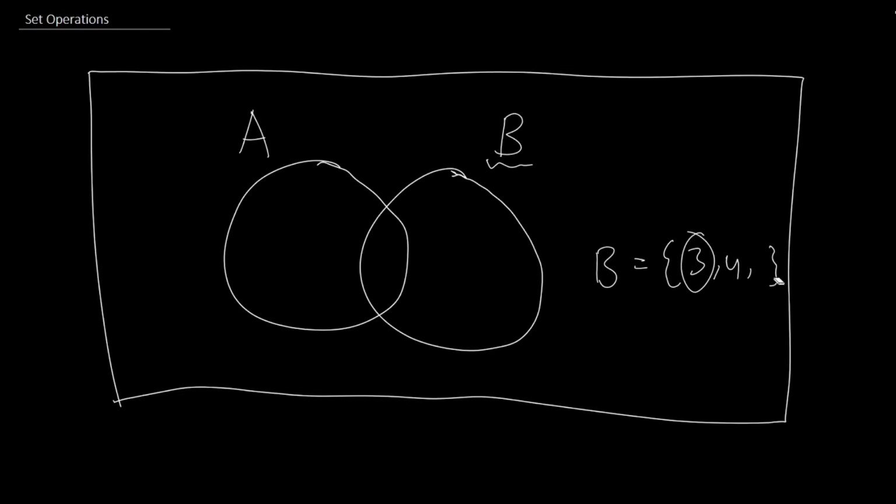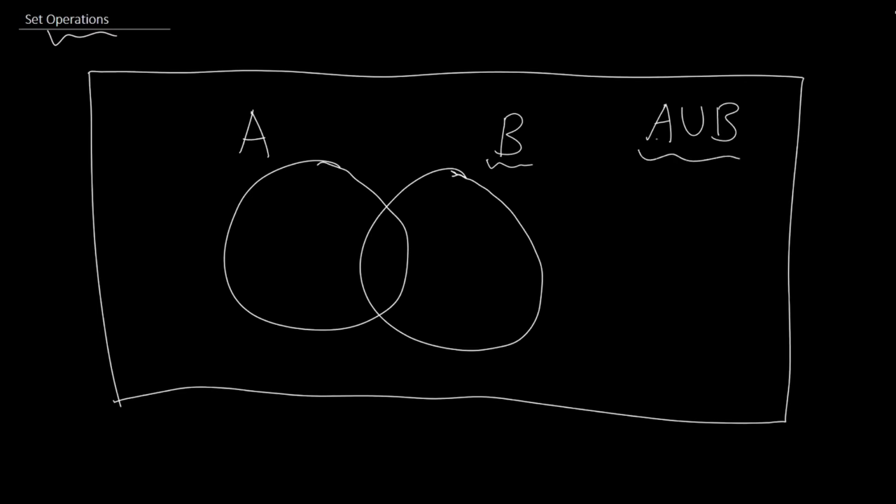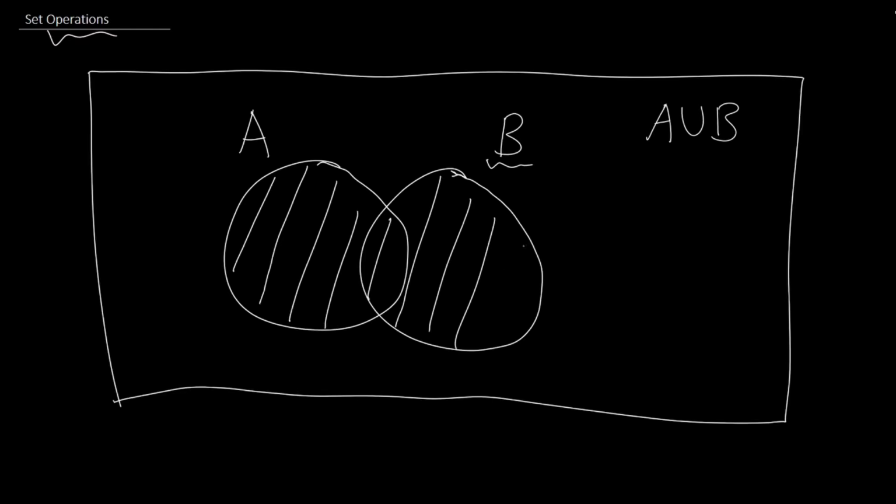Alright, with this example in mind, let's try to visualize what a set operation will look like. What does A union B look like? Well, A union B is basically everything from A and everything from B, right? So the area that we're concerned about is all of this thing right here. And that's pretty easy to understand as well.